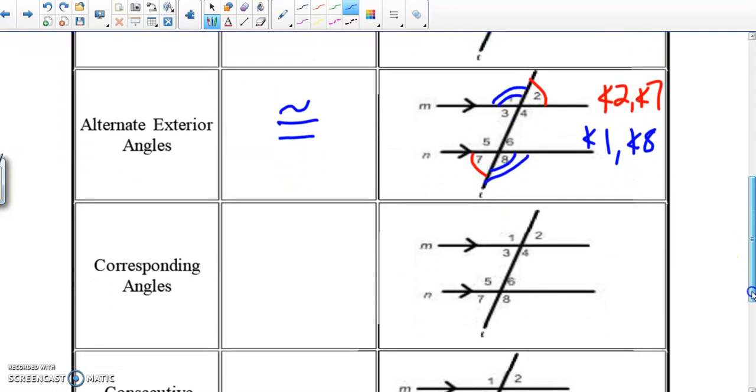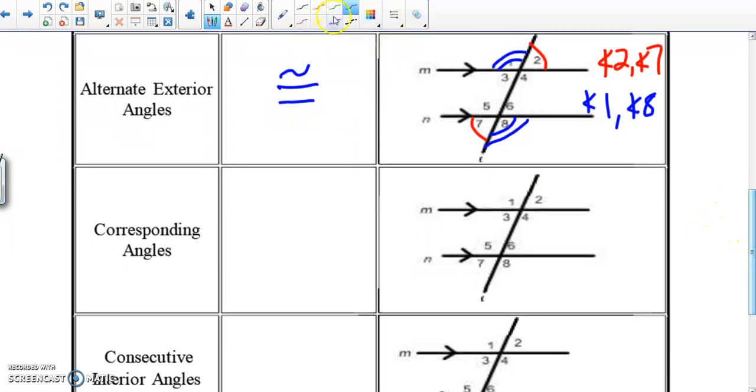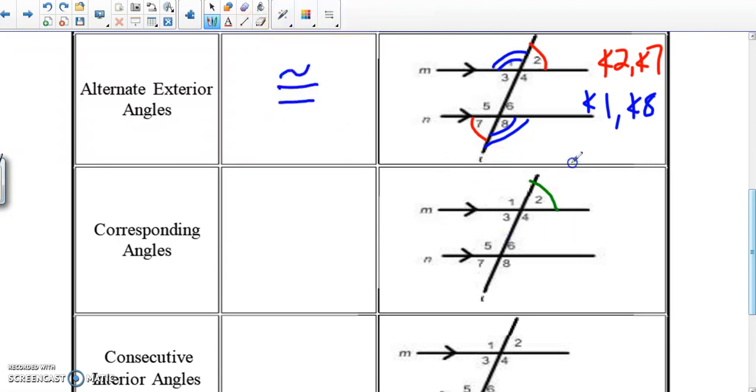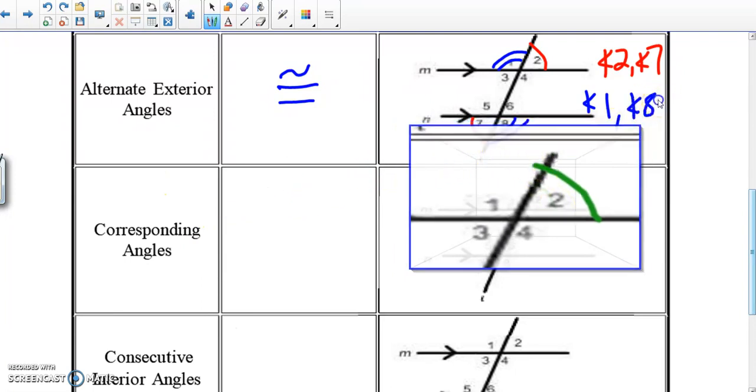All right, and last one, this one's a little more difficult to see. And actually the reason we're able to prove this is through that substitution rule that we've talked a lot about this year. So corresponding angles. Corresponding angles basically means that they match up. They're in the same spot at each one of our intersections. So if you look just at the top half here, you can see angle 2 is kind of in the top right of this little intersection. Let me get my magic pen out here. So angle 2 is in the top right of that little intersection.